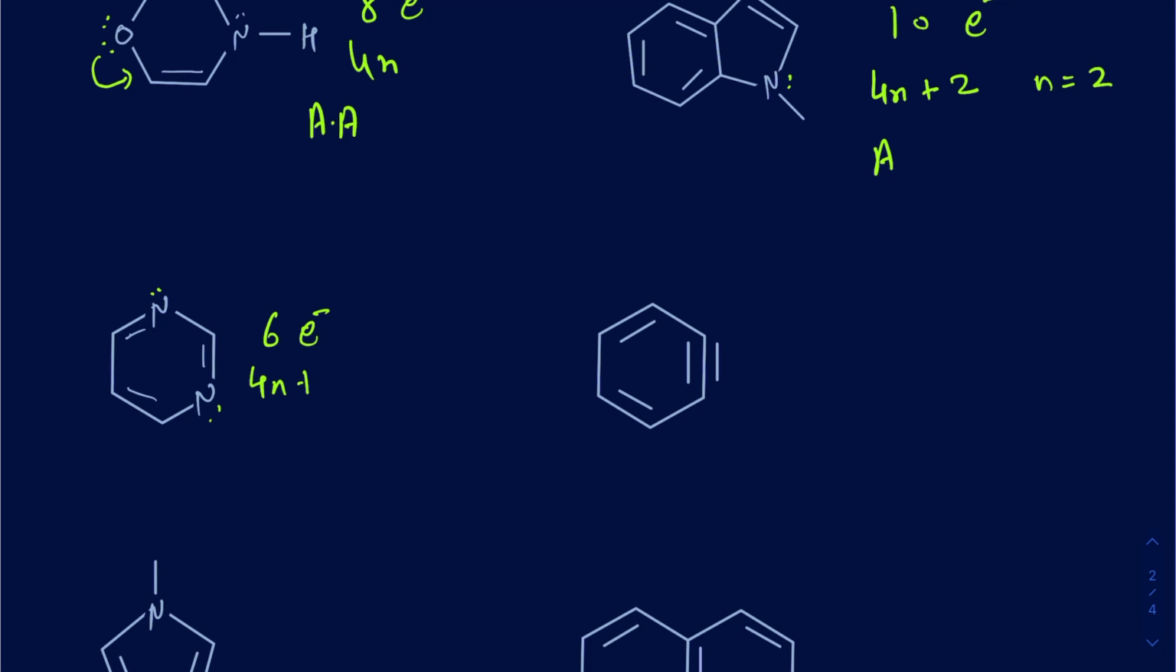So that means it's going to follow the 4n plus 2 rule, and that's going to be an aromatic again. What about this next one on the right side? This is a benzyne. This is a typical example where you have a triple bond in the ring, and then students get confused. Do you count both pi bonds in the triple bond in the conjugated ring, or do you just count only one of the pi bonds?